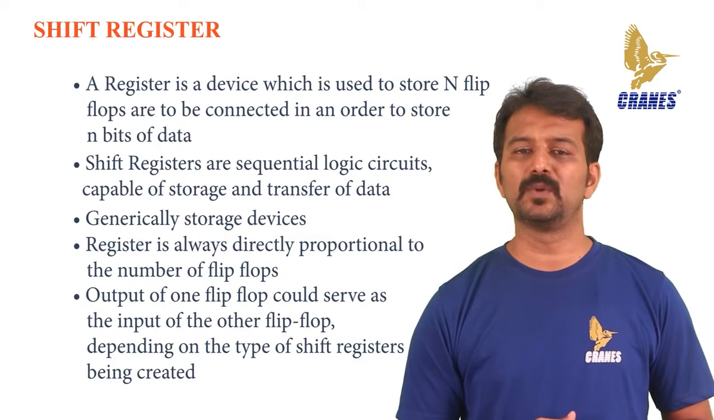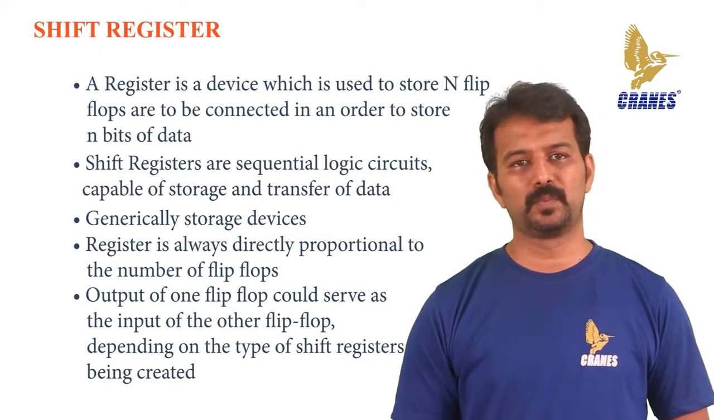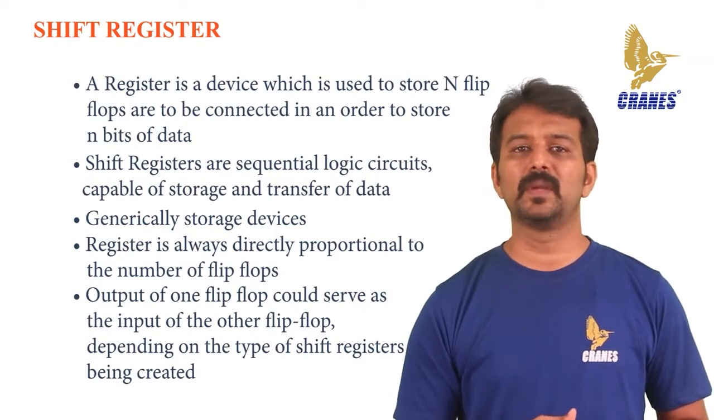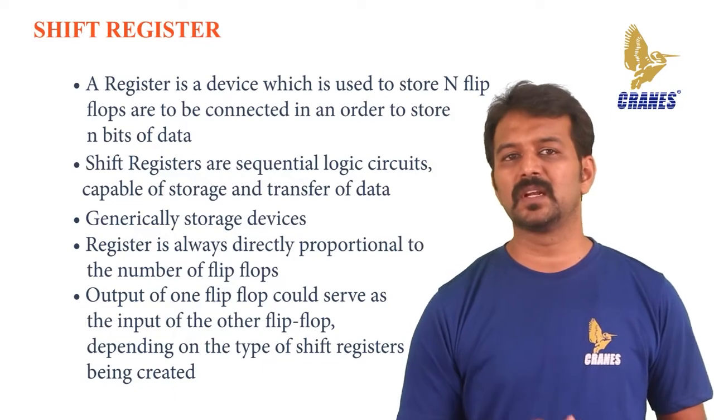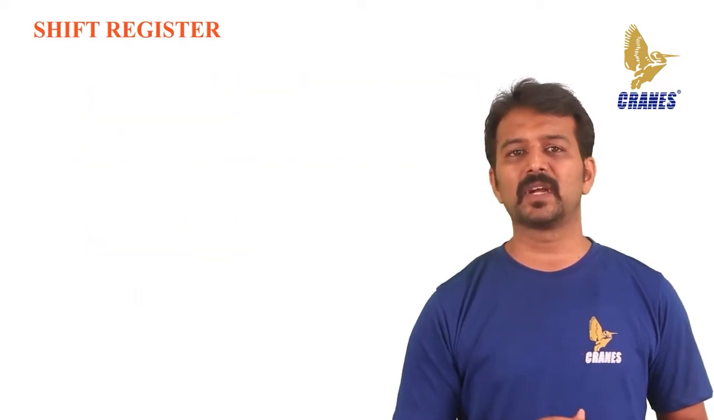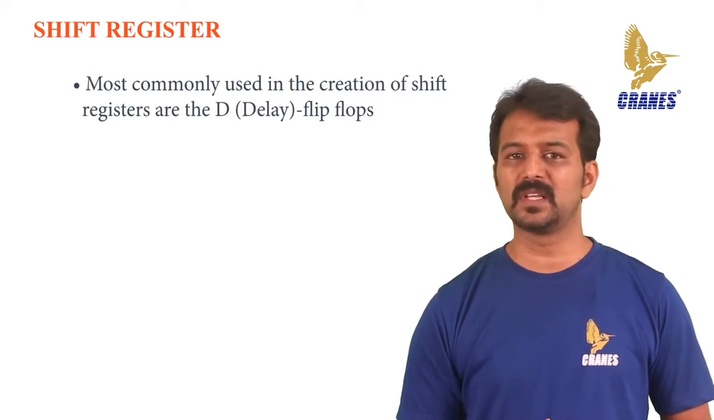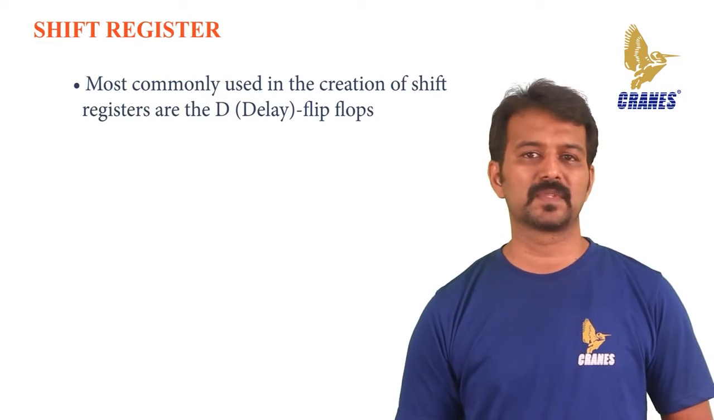New data is read into a flip-flop with each clock cycle and the previous data is sent to the output. This, however, depends on the kind of flip-flop, as the input, output and the clock cycle relationships between flip-flops vary. There are different kinds of flip-flops, but the most commonly used in the creation of the shift registers are the D flip-flops.